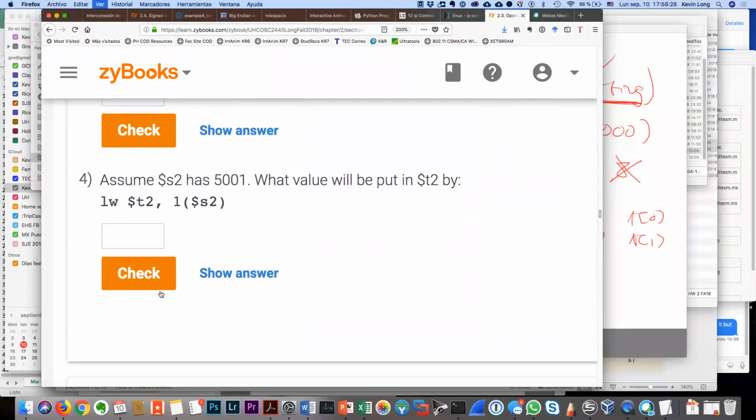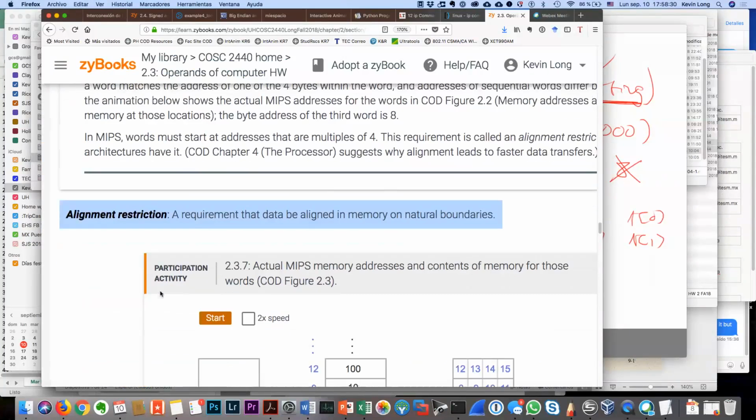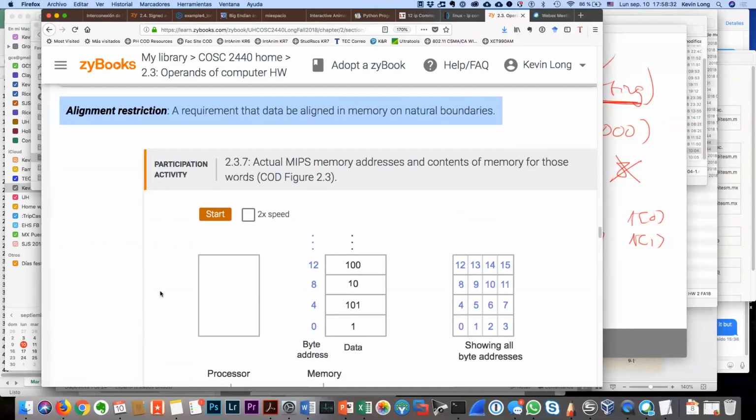And so that's the idea. But because in hardware we actually have this requirement that things be aligned to words, we're really never going to use anything other than, in our case, a multiple of 4. Why 4?